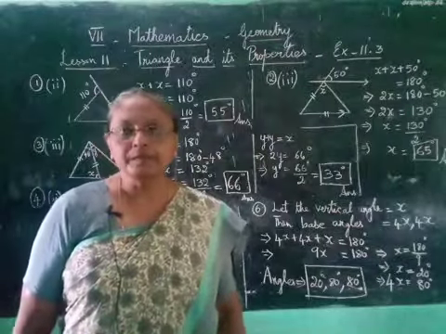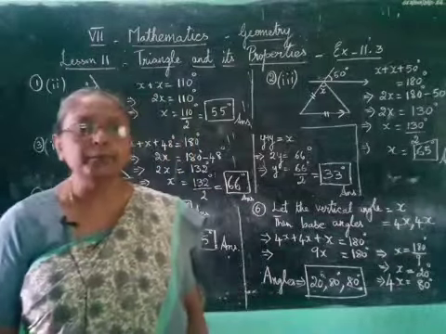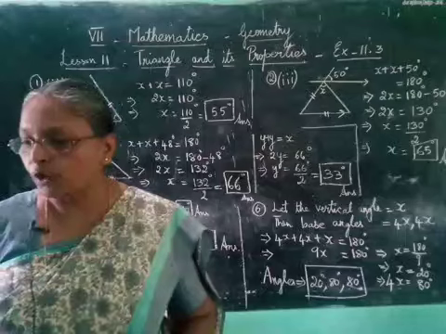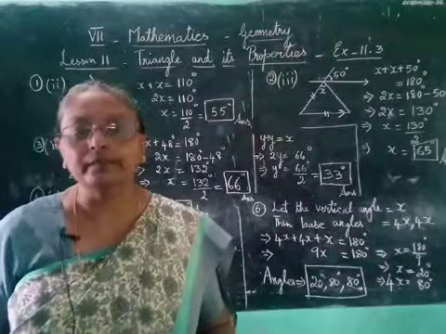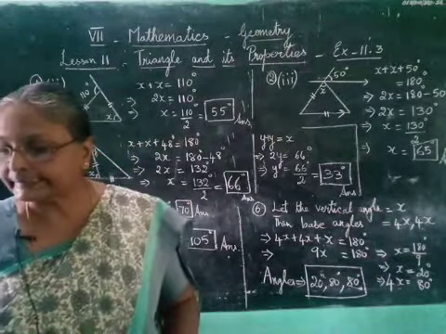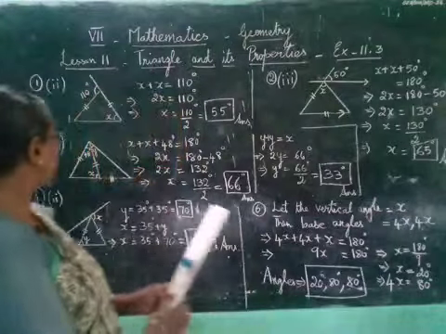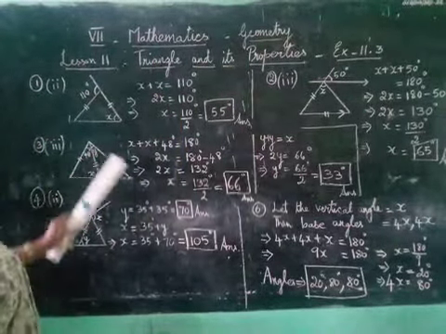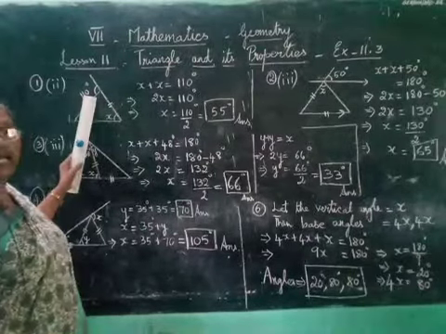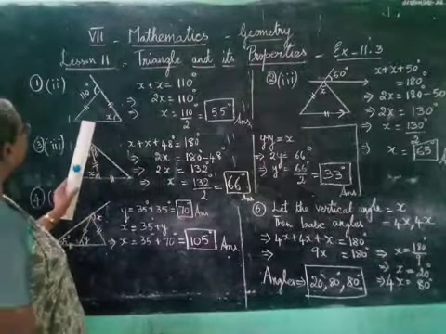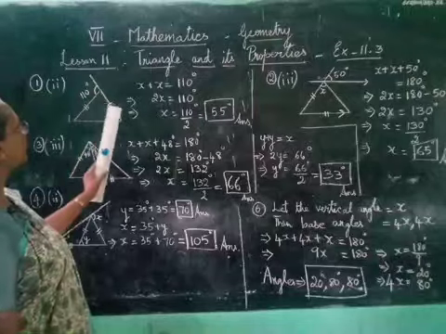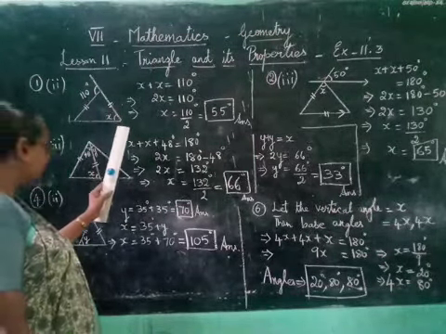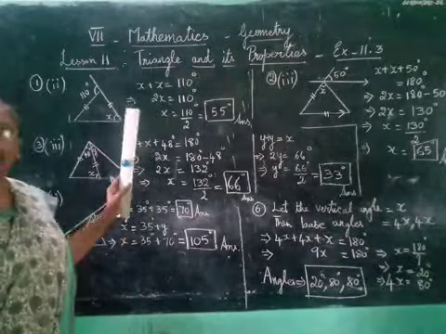We are going to do a few sums from exercise 11.3. See the first sum. Find the value of x in each of the following figures. We will see the second subdivision of that. Here it is given one triangle with the exterior angle 110 degrees, and two sides are given to be equal and one base angle is mentioned as x.